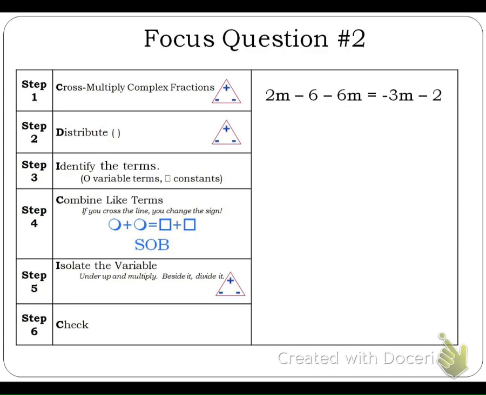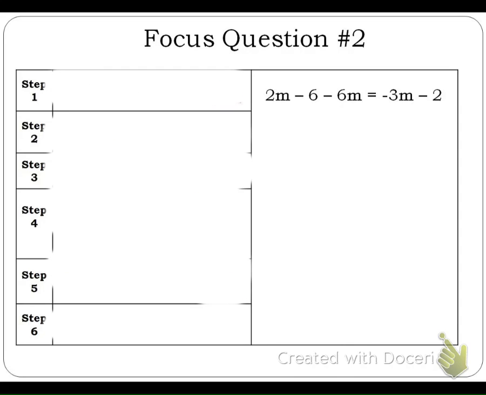Right, do one more example with you. Oh, I said I was going to cover up our steps here. Ooh, so you had a little quick peek at them. Alright, what are our 6 steps? Let's just write our letters down. What's the 6 steps to help you remember? C, D, I, C, I, C.